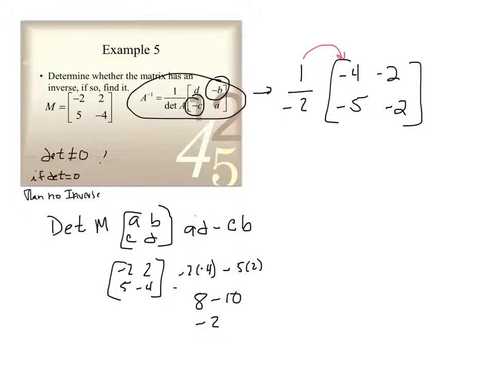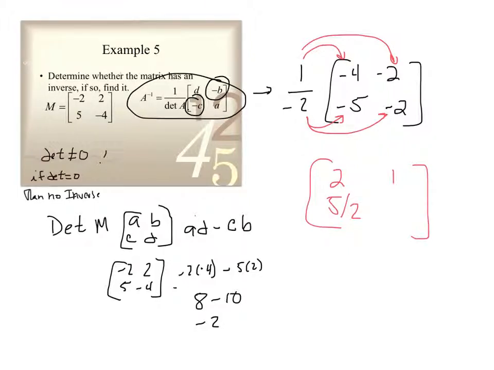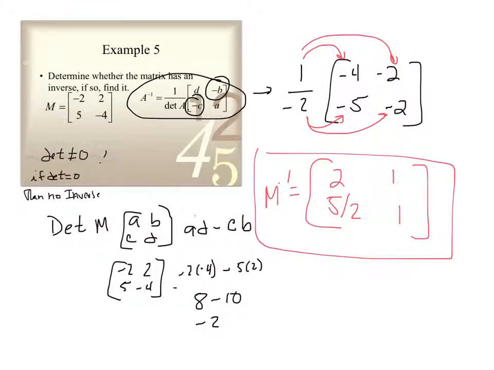And now all I do is calculate the scalar multiplication, and we're good to go. So negative 4 times a negative half is 2. Negative 2 divided by negative 2 is a 1. This would be a positive 5 halves, and this would be a positive 1. So the inverse of matrix M is the matrix that you see here, this 2 by 2.